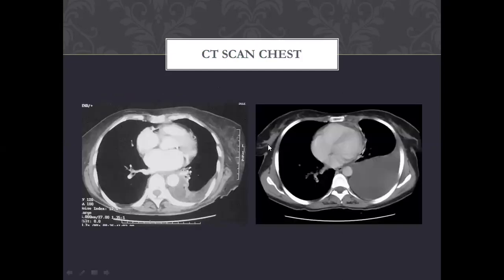This is the chest CT of the pleural effusion. You see this one is the lung, and this is the main bronchus, and on this side this is the lung, and this shows the pleural effusion. This is a mild to moderate one, and this is a moderate to massive pleural effusion. You can see this whole area is the pleural effusion on the chest CT.